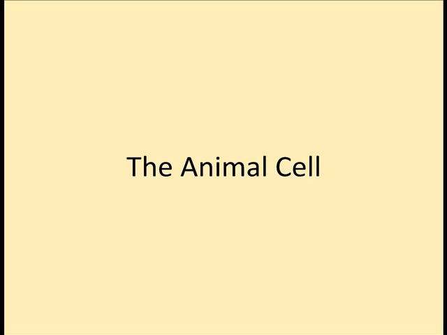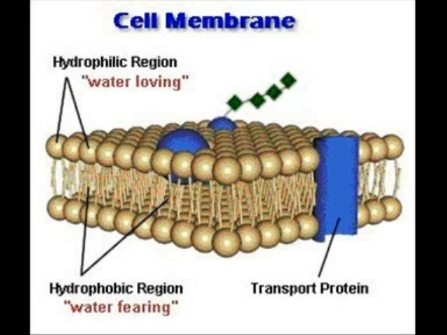Welcome to the animal cell tour. As we make our way into the cell, we pass the cell membrane. The cell membrane is made of two phospholipid layers, so it goes by lipid bilayer. It consists of several molecules that are always in motion, so it's like a fluid mosaic.